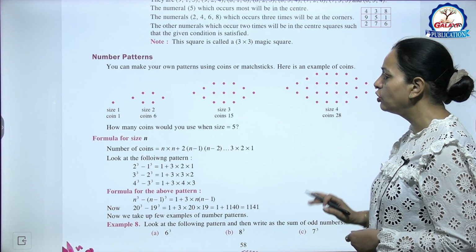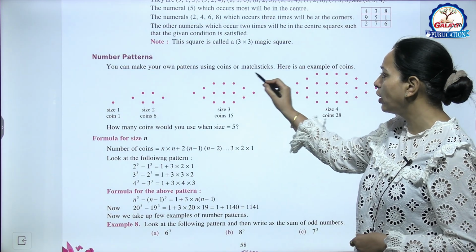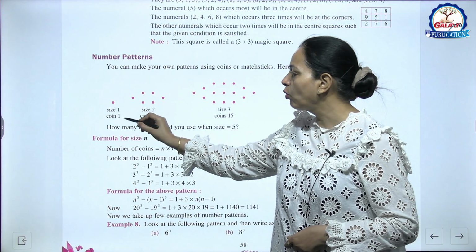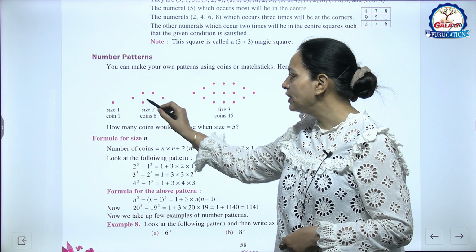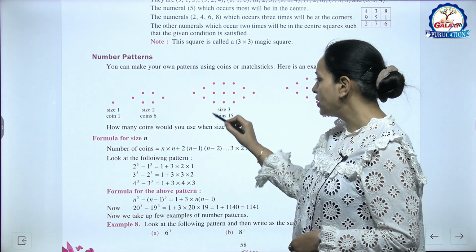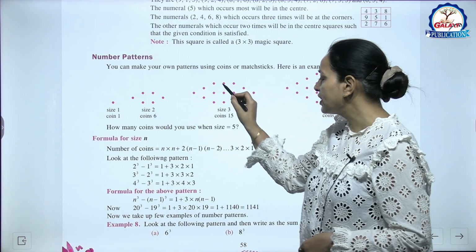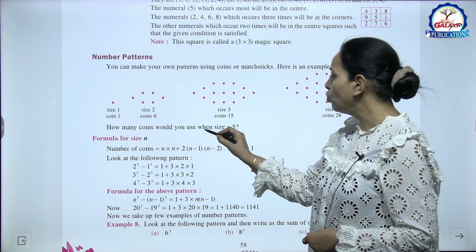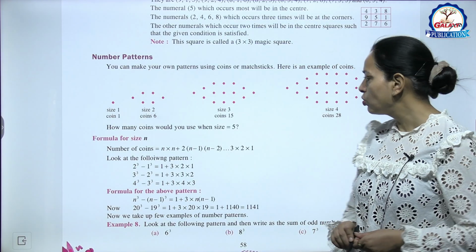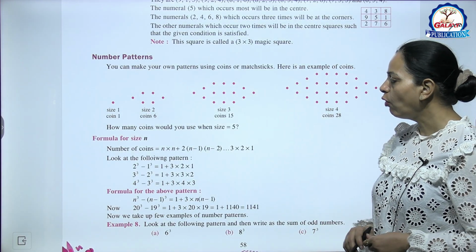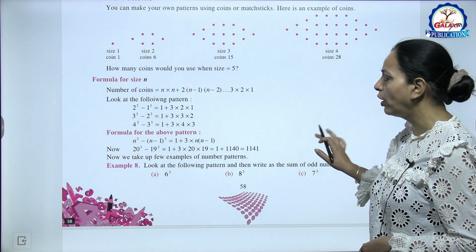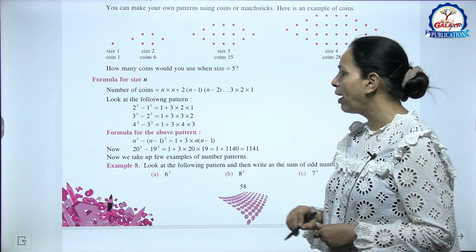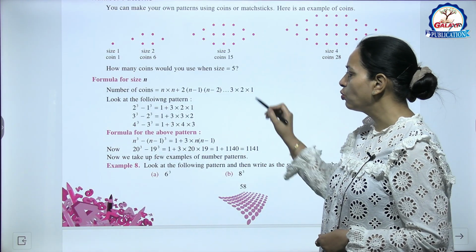Now number patterns. You can make your own patterns using coins or matchsticks. Here is an example of coins. Now here size 1, coin 1. Now size 2, coins 6. हमने 6 coins लिए. Now we are taking coins 15. Okay, this is size 3. Now coins 28 like this. So how many coins would you use when size is 5? So you can try this one, right? Now formula for size n, number of coins: n into n plus 2 into n minus 1 into n minus 2 ... 3 into 2 into 1.